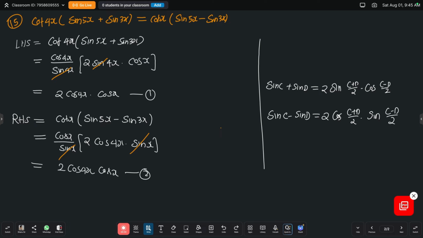So from equation 1 and equation 2, both are equal. Then you can say from equation 1 and 2, LHS equals RHS, hence proved. On the side you have to write the formula used; we have used this formula. On the side draw one line and then you can write the formula used to prove this question. Note.